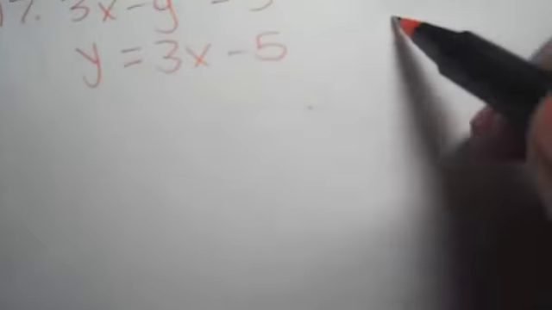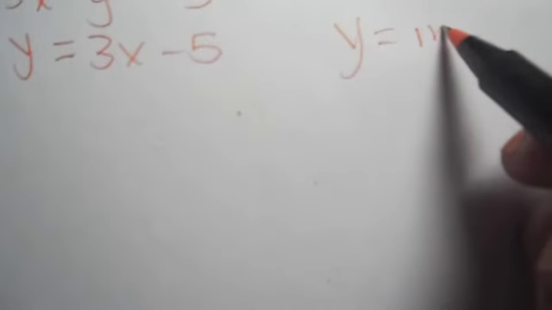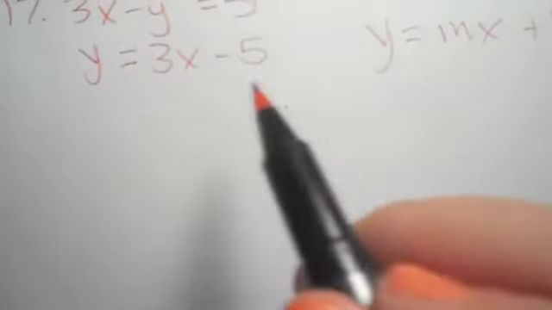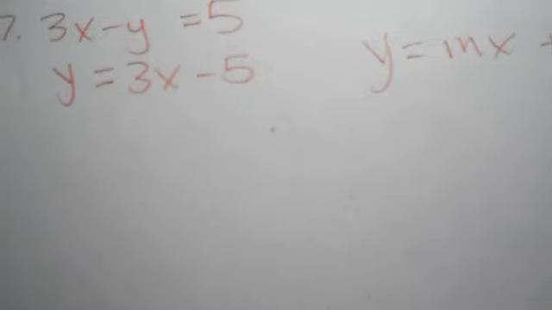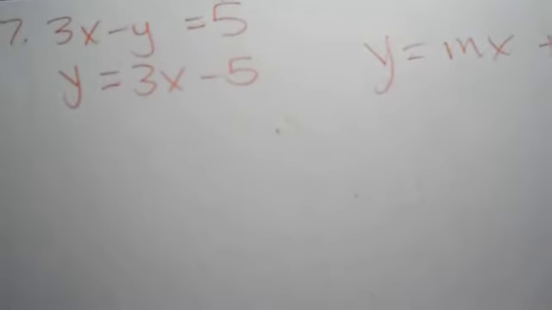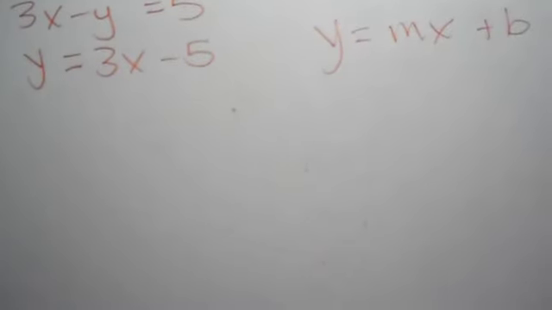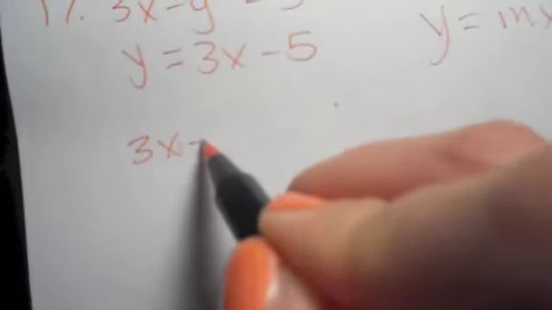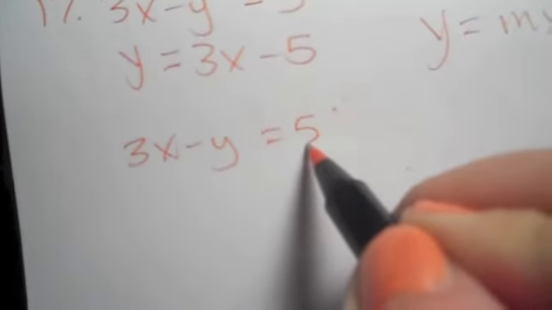So we could rearrange them to look like y equals mx plus b. Or we could try to get the x's and y's on the same side with the numbers on the other side. It's up to you. I'll do both. Okay, so this one's already solved for y. I'm going to solve this top one for y. We have 3x minus y equals 5.